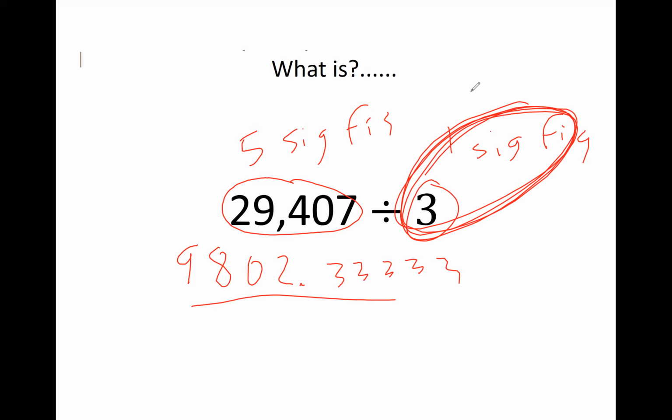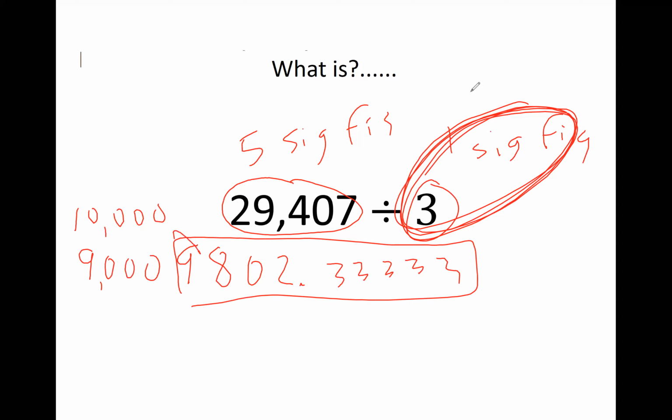So my calculator says this, but that's too many sig figs. So I'm only allowed 1 sig fig. So I got 2 chances. I could either round it down to 9,000 or I could round it up to 10,000. Clearly, rounding it up is the more appropriate way to go because the number on my calculator is closer to 10,000 than it is to 9,000. So 10,000 is in fact the right answer.